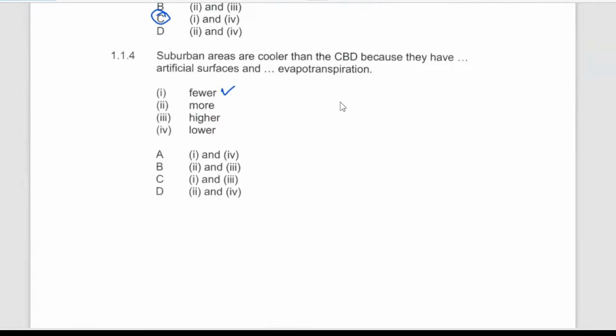And item three: evapotranspiration. We are looking at the release of moisture from vegetation, that is evapotranspiration, combined with evaporation. So what is the level of evapotranspiration in the suburban areas? Automatically it has to be higher so that we have a cooling effect compared to the urban CBD. So our correct response is matching item number 1 and item number 3, which is response number C.